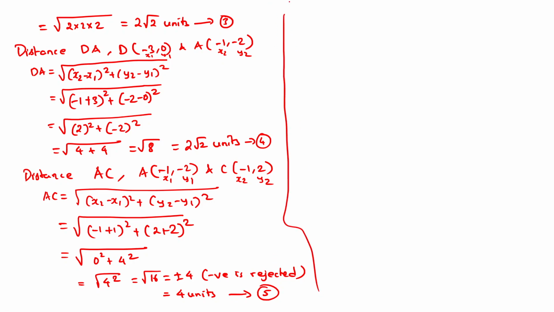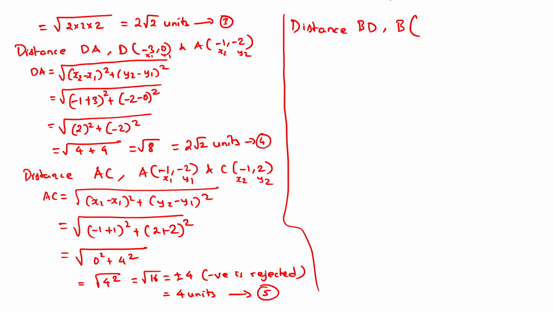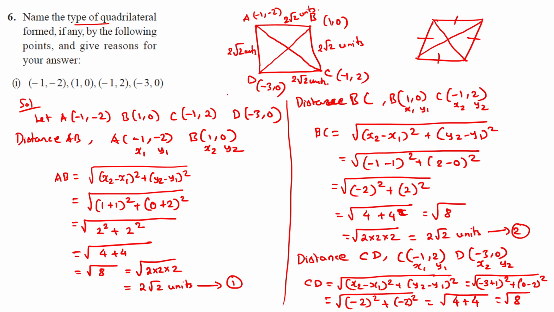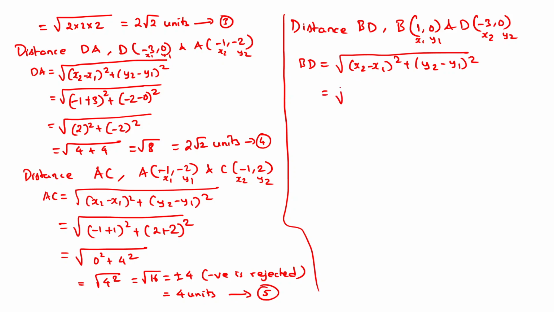Finally, we need to find the distance of BD. Distance BD. Write the coordinates. What is the coordinate of B? 1 comma 0. And what are the coordinates of D? The coordinate of D is minus 3 comma 0. So this is x1, y1, and this is x2, y2. So BD distance is equal to square root of x2 minus x1 whole square plus y2 minus y1 whole square. This is the two-point distance formula.